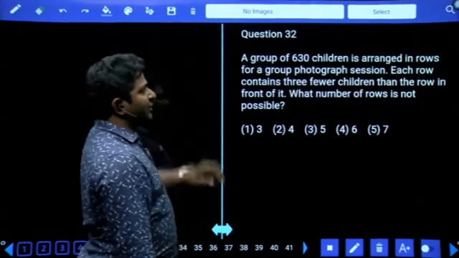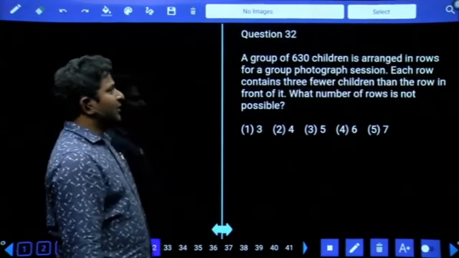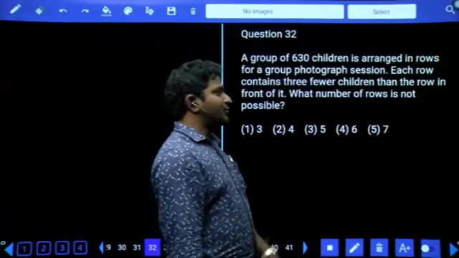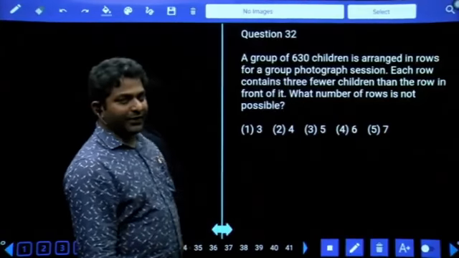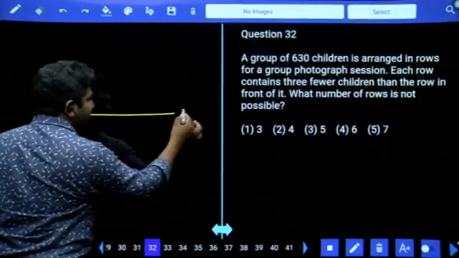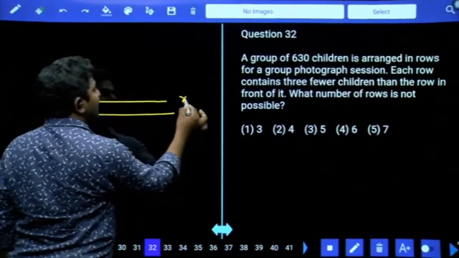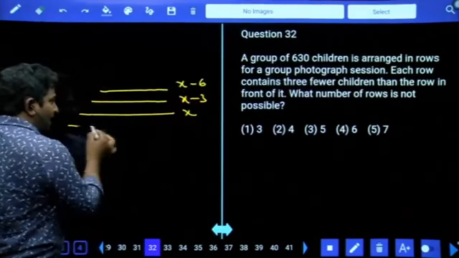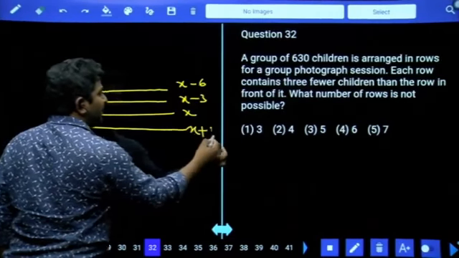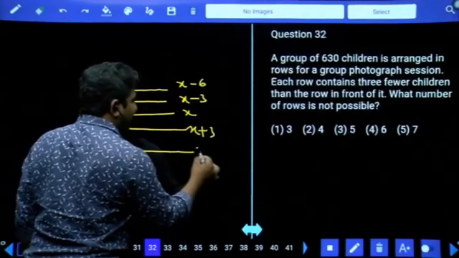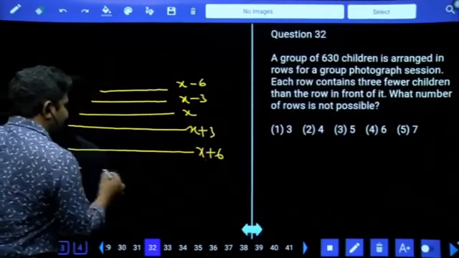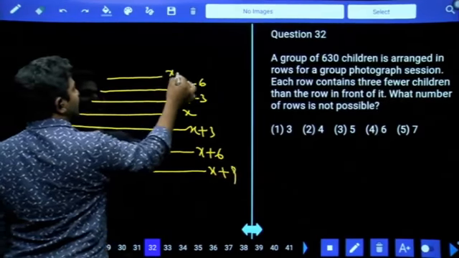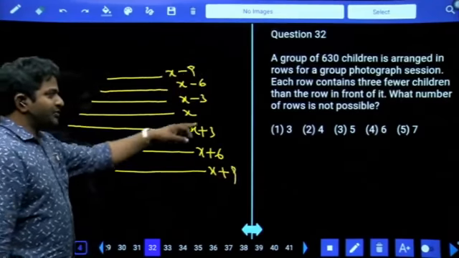A group of 630 children is arranged in rows for a group photograph session. Each row contains 3 fewer students than the row in front of it. Meaning, if there are x children here, there must be x minus 3 here and x minus 6 here, and the next line x plus 3, the next line x plus 6, the next one x plus 9, and then this was x minus 9, like this. 3 fewer students will be there.